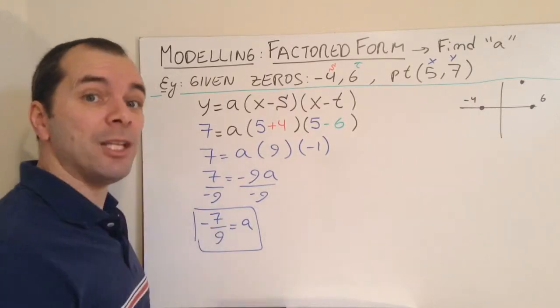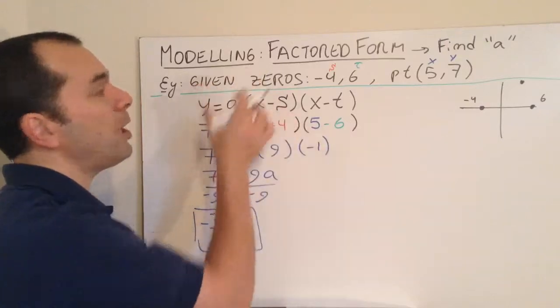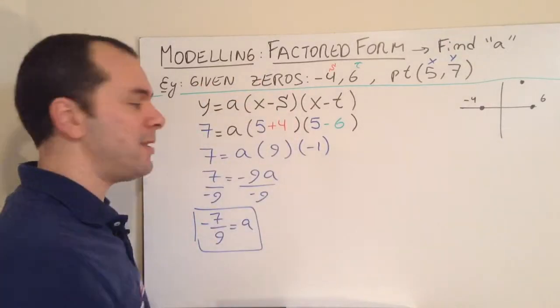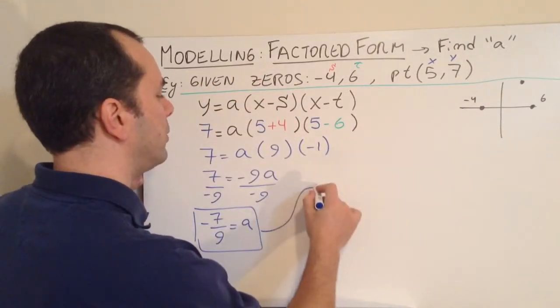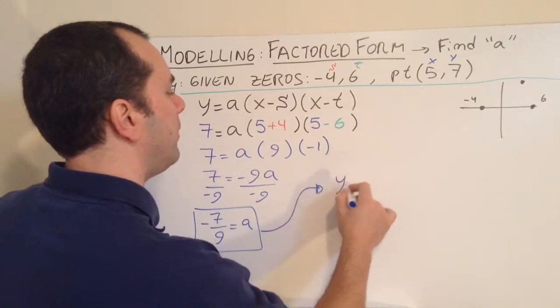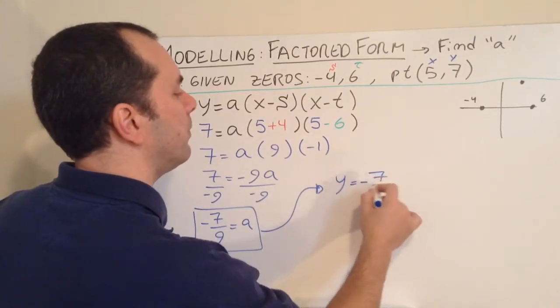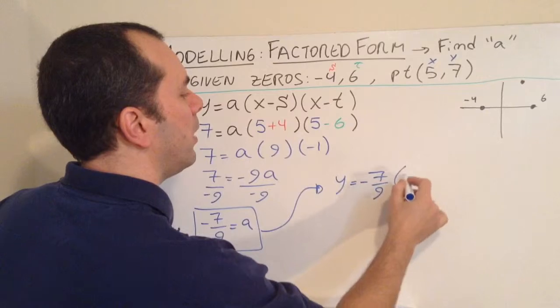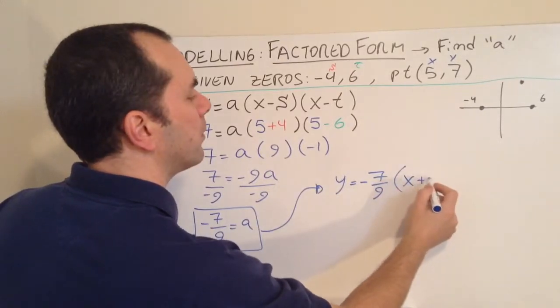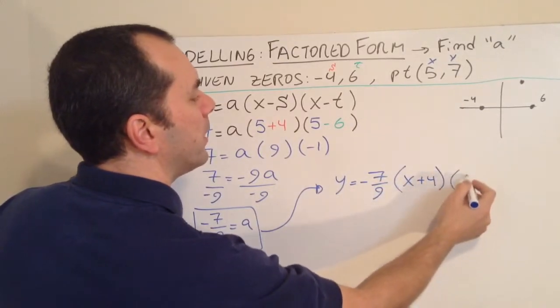Now that's my a value, but I have to give the equation. Modeling means finding the equation that would describe the system. So I have to go ahead one more step and say that y is equal to negative 7 over 9, x plus 4, and x minus 6.